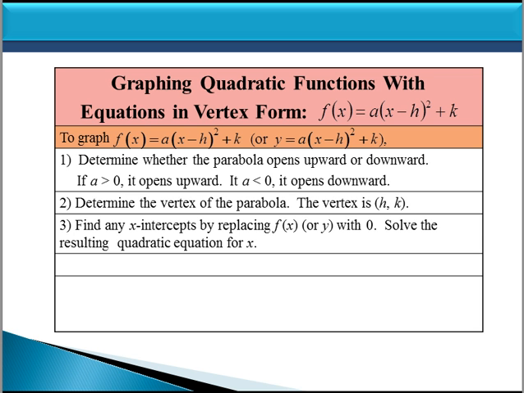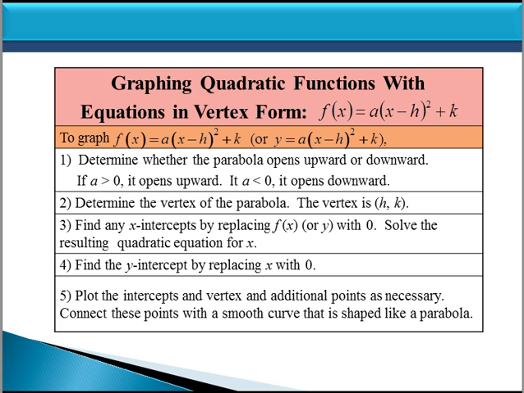Then we would find the x-intercepts in the very same way we did before. We would replace the f of x with 0 and then solve that equation. And to find the y-intercept, we do the same thing as before. We replace all the x's with 0 and solve. And then we plot all the intercepts we found, plus the vertex, plus any additional points that we can find, for example, using the symmetry of the parabola. And then we connect these points with a smooth curve, which is always going to be shaped like a parabola.